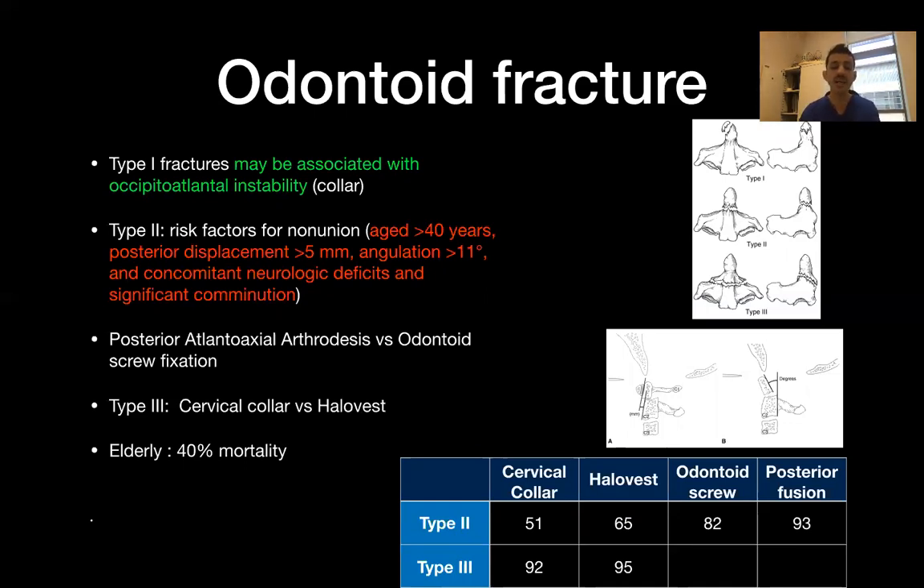For type 3, it's a non-surgical disease due to collar or halo vest, and you can see it from the table: fusion rate for type 2 with the collar 50% versus posterior fusion 93, and type 3 collar or halo vest, it's all above 90, so they fuse really nicely. For elderly, it's a different entity, and there's a lot of debate in the literature. You treat them with the collar, treat them with halo vest, surgically, because there are pros and cons for each of them, and it's outside the scope. Okay.